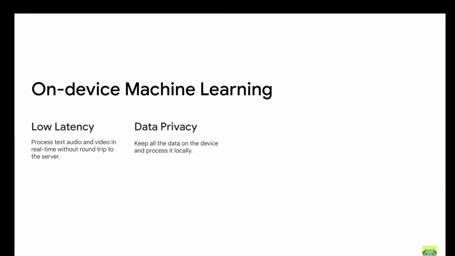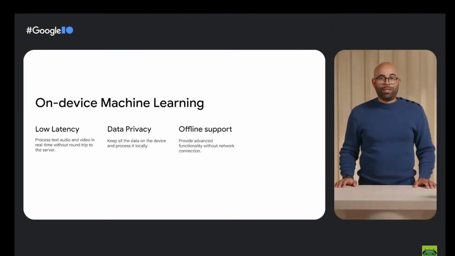It also lets you process the user's data while you keep them on the device. And you can provide your feature offline, since you don't need a connection to a server to run the inference. Finally, by running the inference locally, you will reduce your cloud bill. Let's take a look at a couple of experiences enabled by on-device ML.